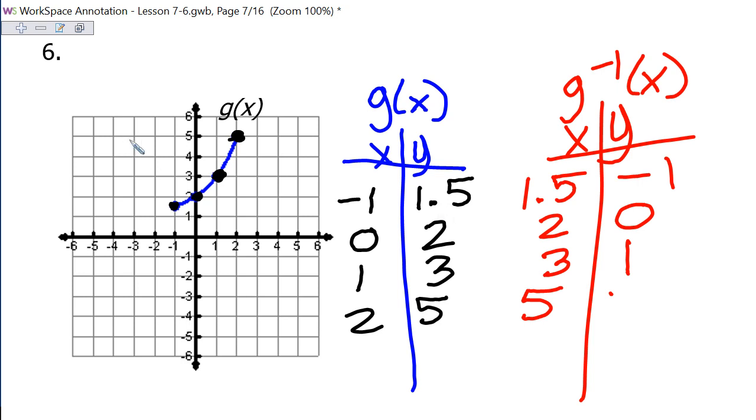So plot the points for g inverse. 1.5: go halfway between 1 and 2, and go down to -1. 2, 0 will be on the x-axis. 3, 1 is in quadrant 1. 5, 2 is also in quadrant 1. And then connect those points.